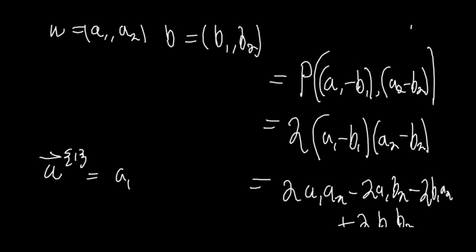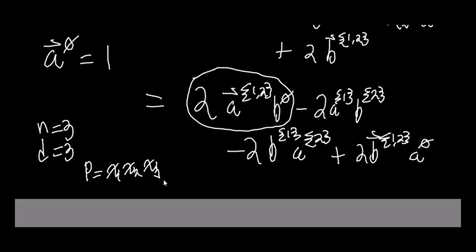You can try out the case when n equals 3 and d equals 3, with the polynomial just x1 times x2 times x3. And you really start to see how this claim was extracted from playing around with examples like this.